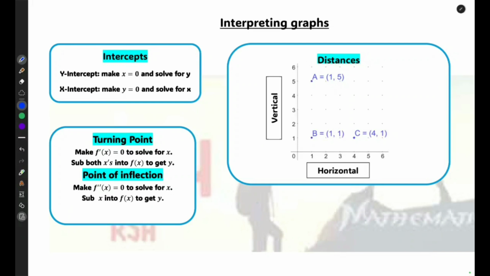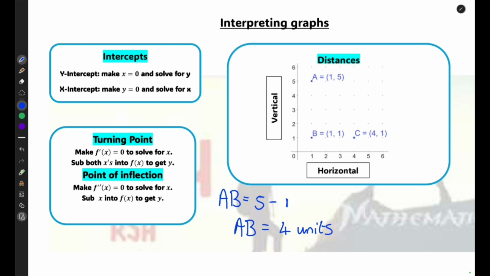To get distances, they love asking, what's the distance between AB or between BC? So let's just look at this quickly. If it's a vertical distance, AB, then I would just take the top y value minus the bottom y value. So this answer would be 5 minus 1, and therefore AB will be equal to 4 units. Remember to please put units next to it. If they give you centimeters or meters, write that.